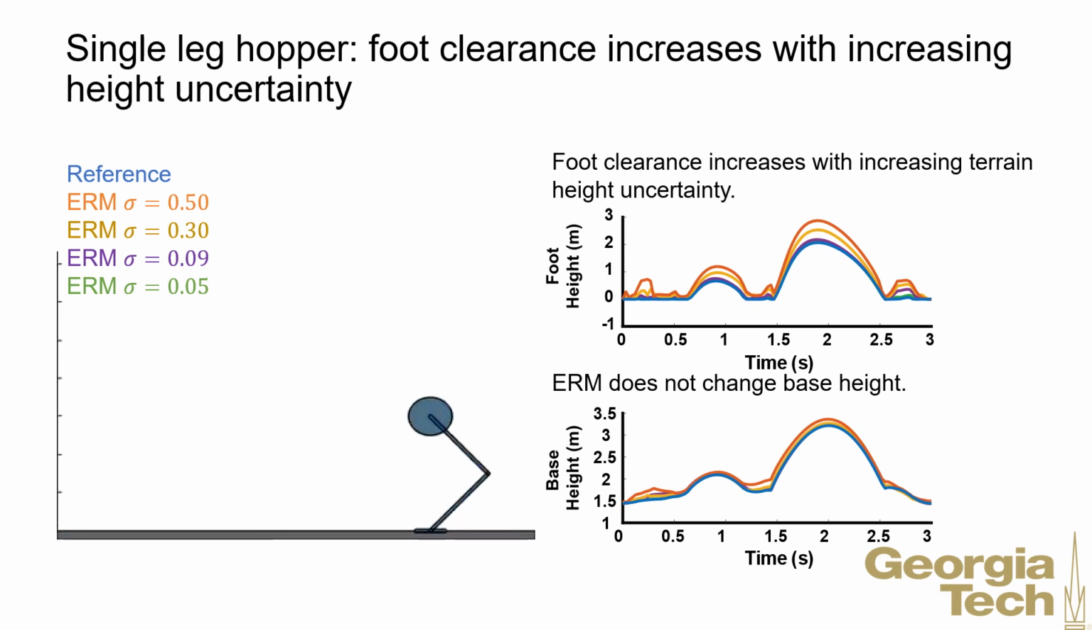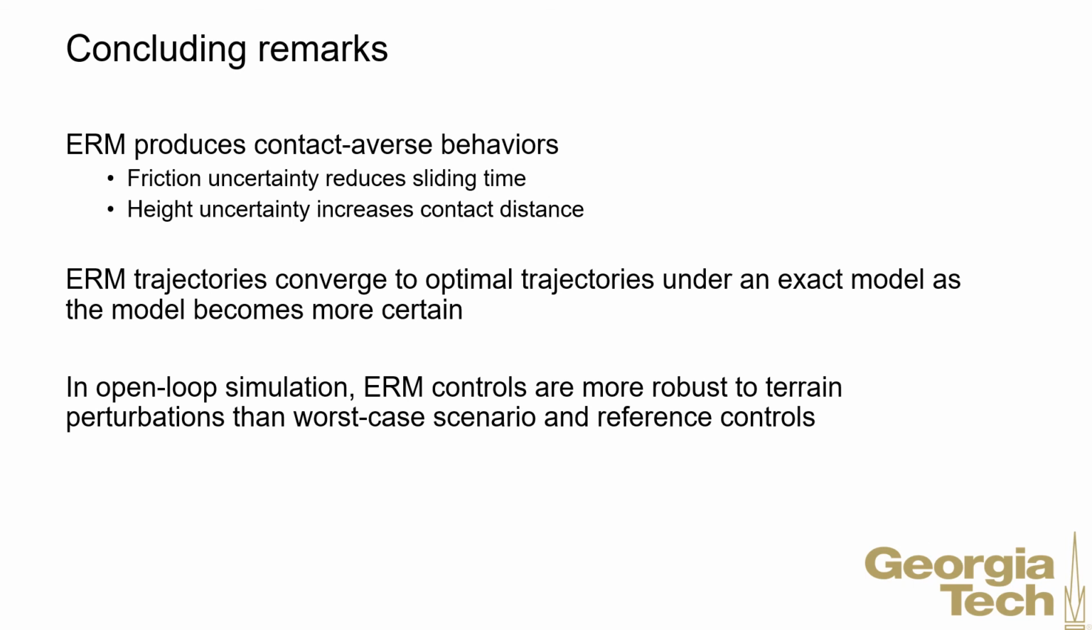In summary, we have tested the effects of including an ERM cost to model uncertainty in the terrain parameters into trajectory optimization. We found that the ERM produces behaviors which are contact averse.